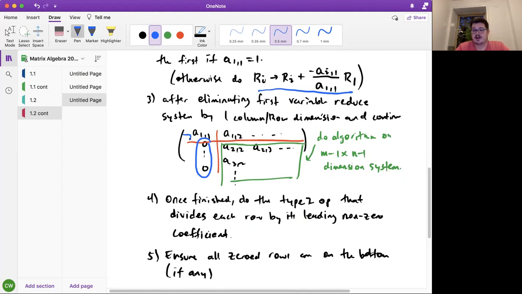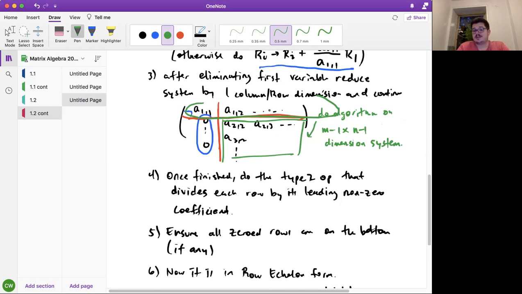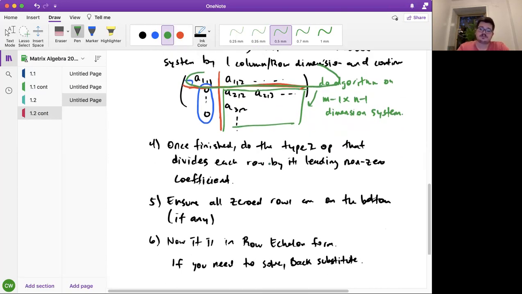So how do you repeat it? Well, we can reduce the system by 1 in each dimension by ignoring the first row and first column. We've already used the first row in our elimination, so we don't need to do that again, and we've eliminated our first variable, so we can continue on to the next column. So you just repeat it on this one-less-dimension system, and then continue until you are finished.